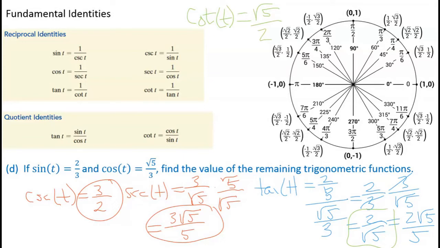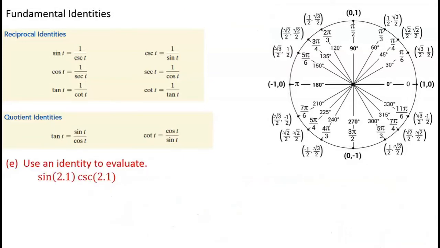Okay, so let's talk about some more fundamental identities. I lied. We had one more example before I jump into more fundamental identities. Example E says, use an identity to evaluate. Now, you might be looking at this 2.1 inside here and think, that's not on the unit circle. And it's supposed to say like pi over 3 or pi over 6 or 4 pi over 3 or even 30 degrees. Couldn't it say that?